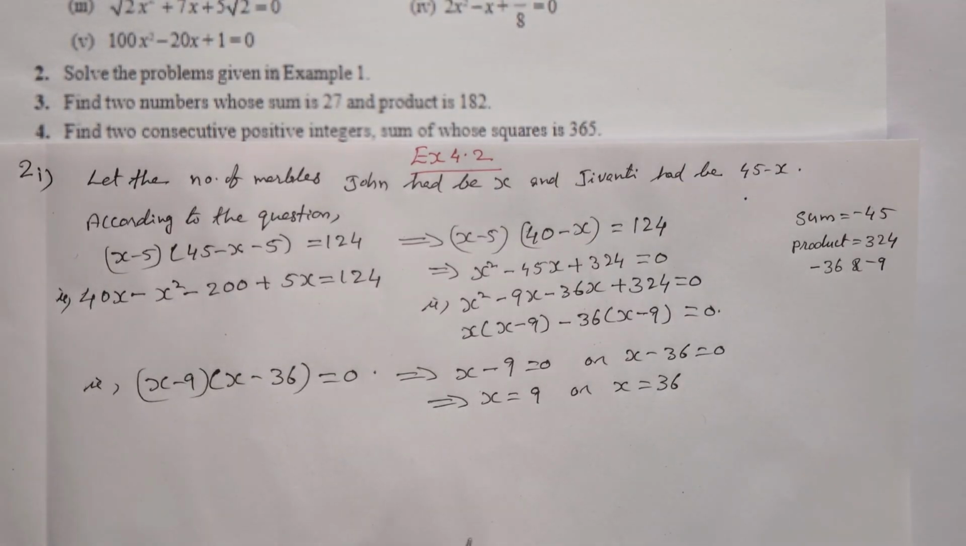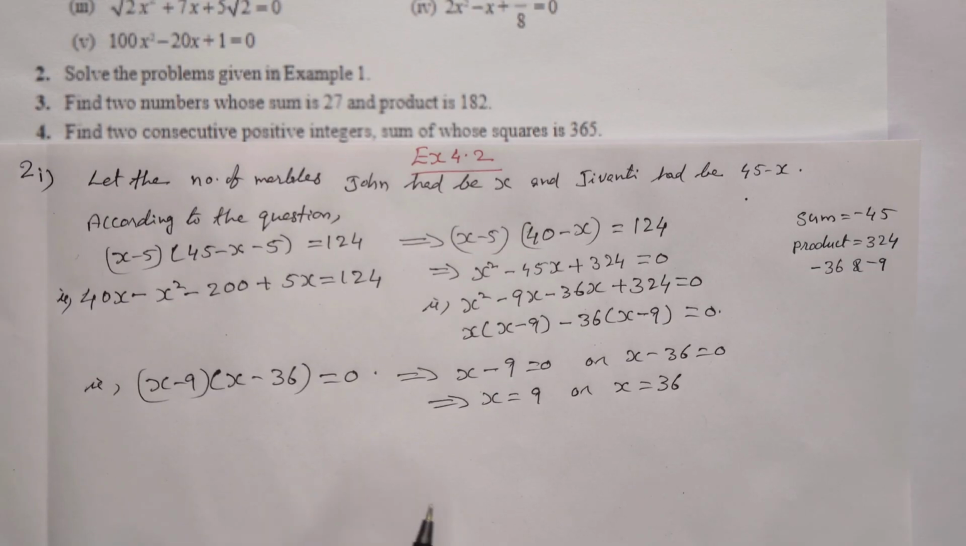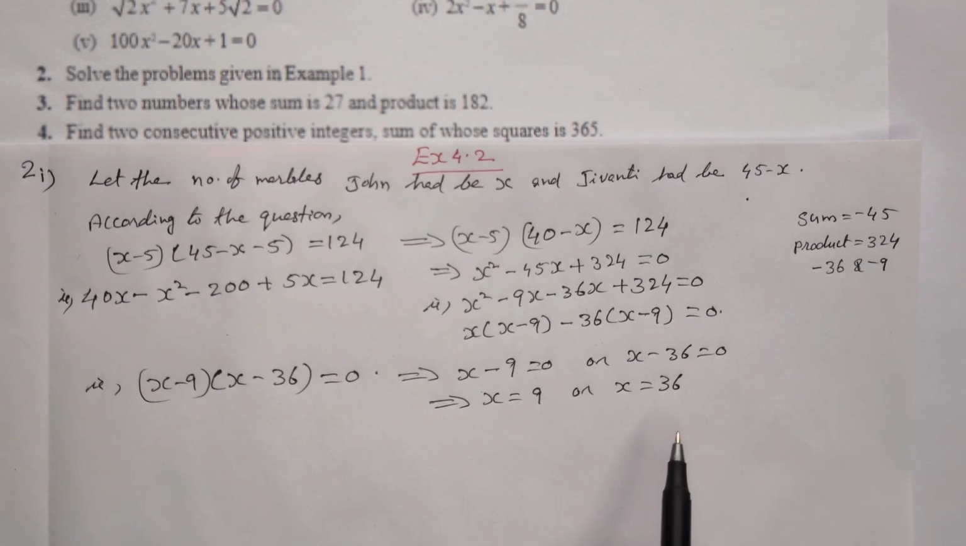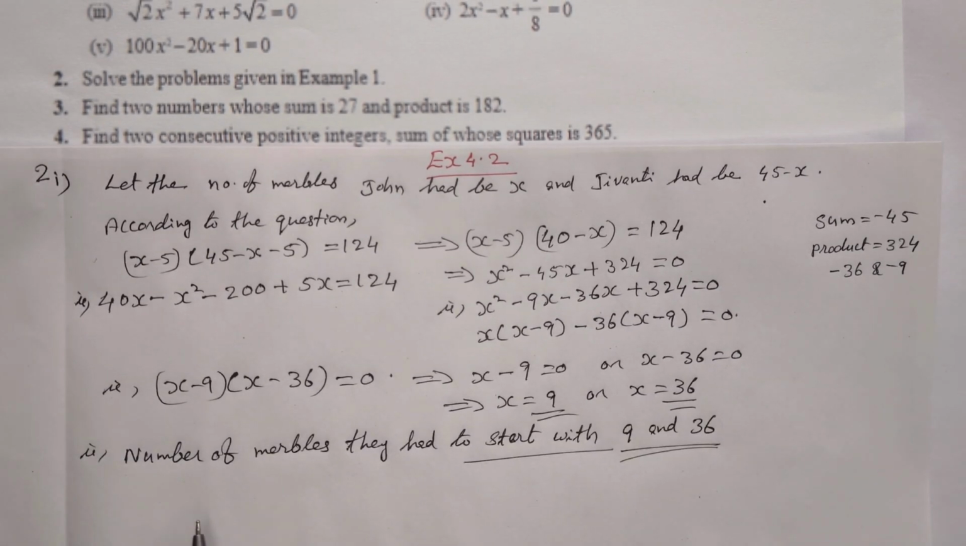Then according to the question we can write, here the question is find out how many marbles they had to start with. So we can conclude that the number of marbles they had to start with are 9 and 36. If John had 9 marbles, then Shivanti had 36. If John had 36 marbles, then Shivanti had 9. Total 45.